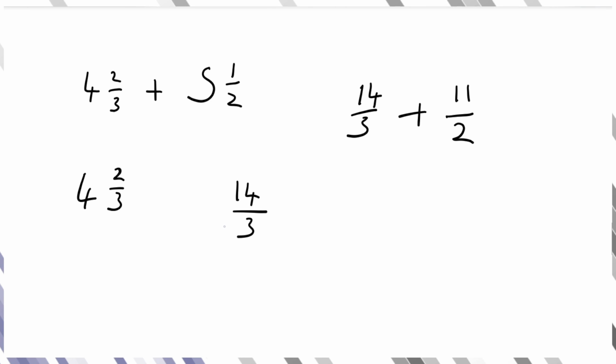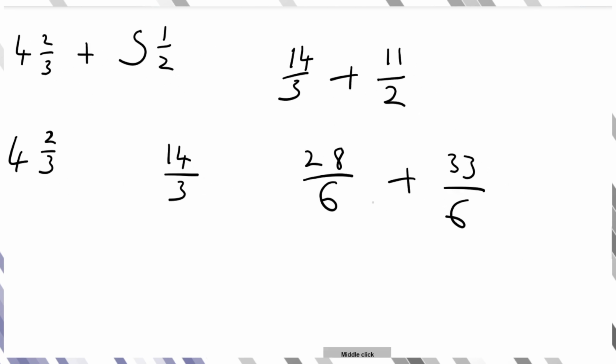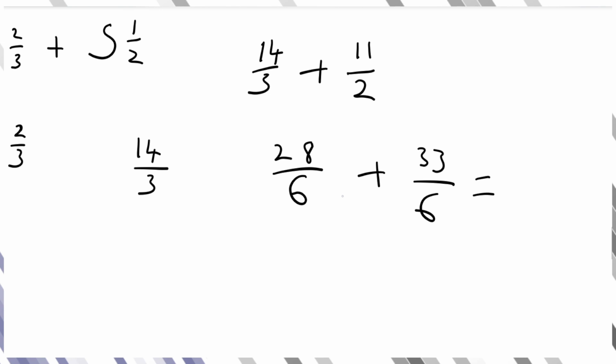So we can just find common denominators. So remember in the last video, cross multiply. So 14 times 2 and 3 times 2 is 28/6. And 11 times 3, 2 times 3 is 33/6, and then we can add them together. So 28 and 33 is 61, so that's 61/6.